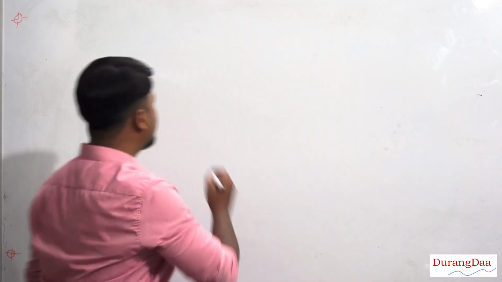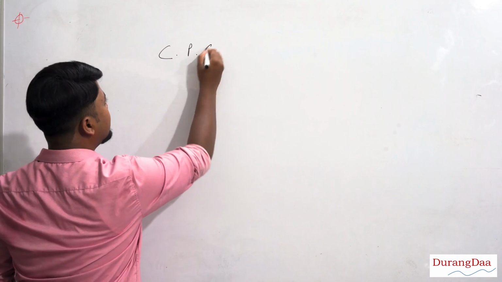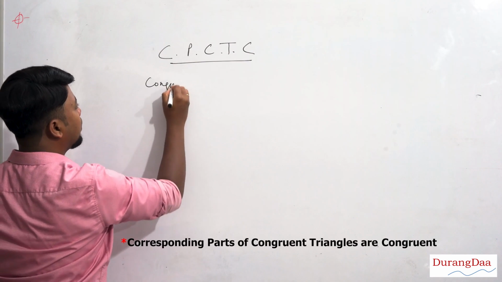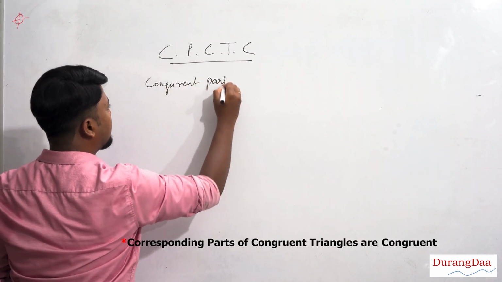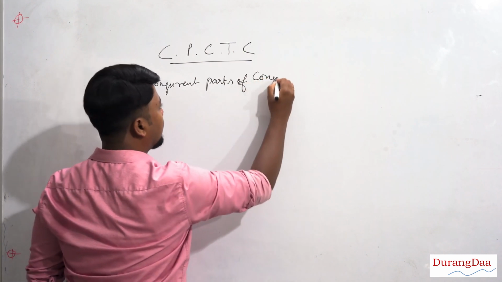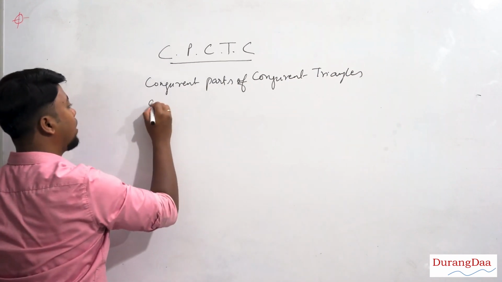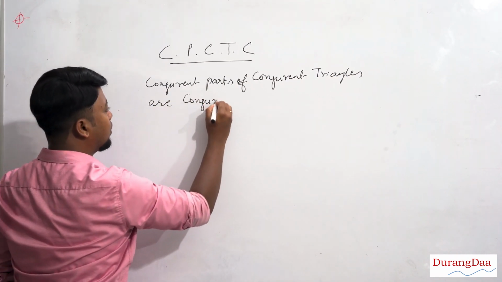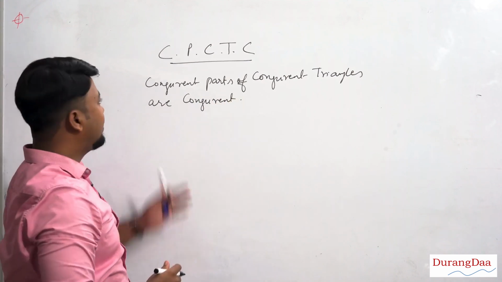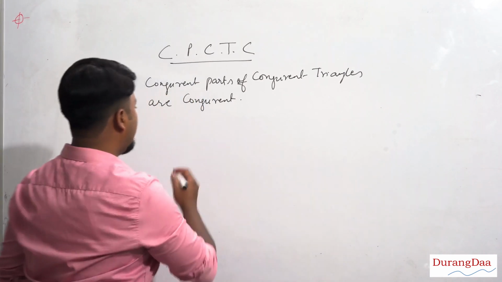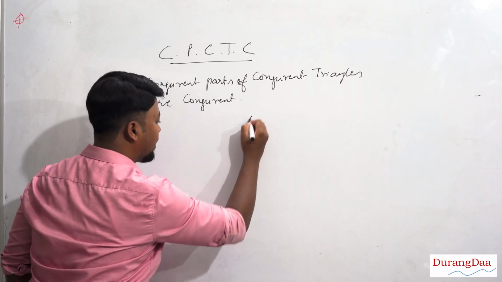Okay, now we know all the possible ways by which we can prove two triangles congruent. Now there is still a very important topic left here, which is CPCTC. The full form is: congruent parts of congruent triangles are congruent. Now this result won't be used to prove two triangles congruent, but it might be used in many other forms. Let's see one example.